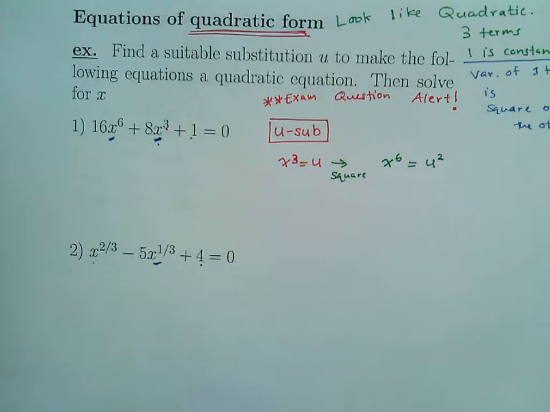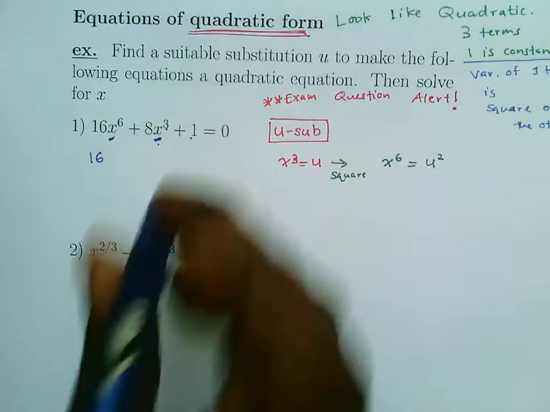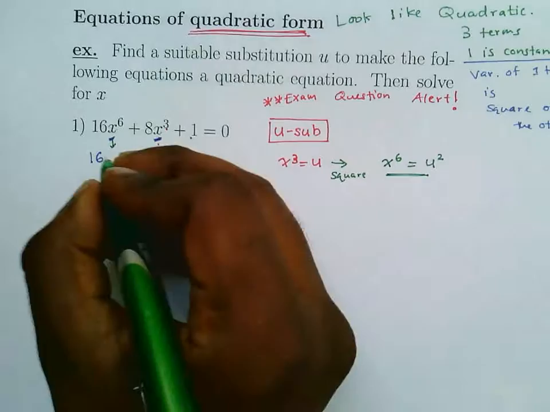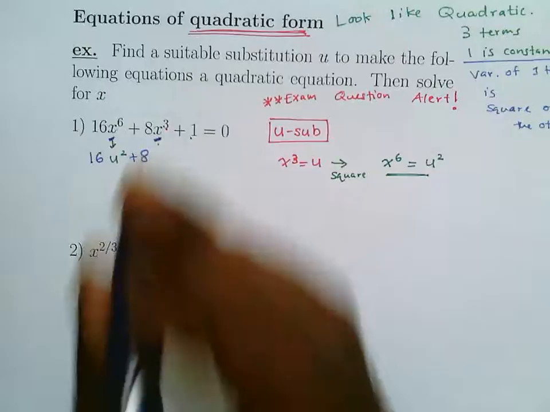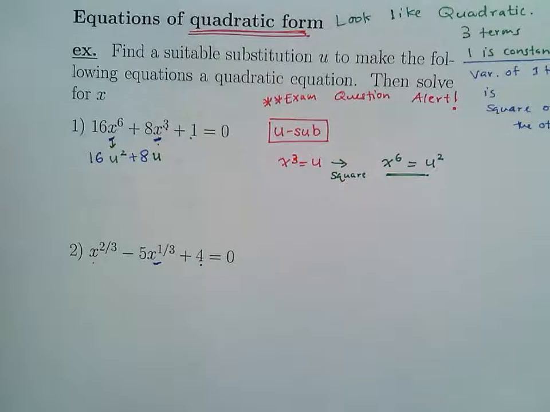So you should end up with 16 that was originally there. Instead of x to the power 6, I will write u squared. Plus 8 was already there. Instead of x to the power 3, I will write u. And 1 was already there. And that is 16u squared plus 8u plus 1, a quadratic equation in terms of u. So now you can solve it.